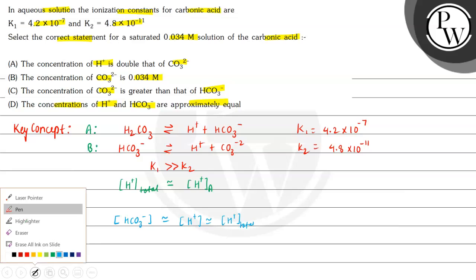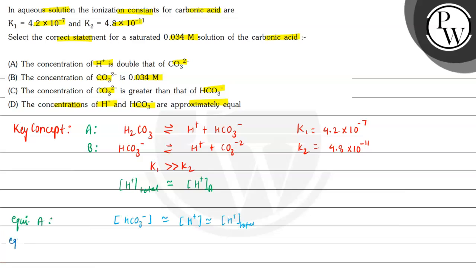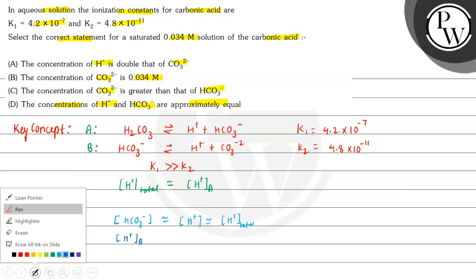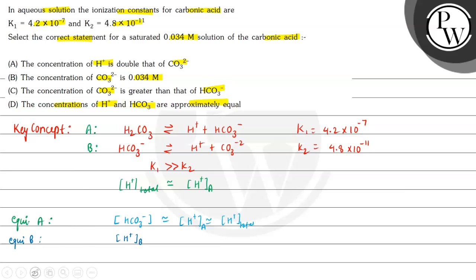So what does this mean here? For equilibrium of the second step, what can we say here? H plus for B, here it was A in this case. For the B part, this will be equal to the concentration of CO3 minus 2. But as we have said, the H plus concentration total is almost equal to the H plus concentration A. That means H plus concentration for B and CO3 minus 2 is negligible compared to that of HCO3 minus and the H plus total value.